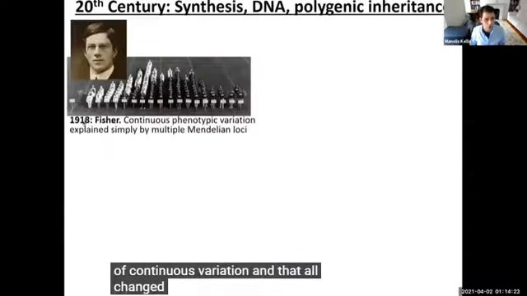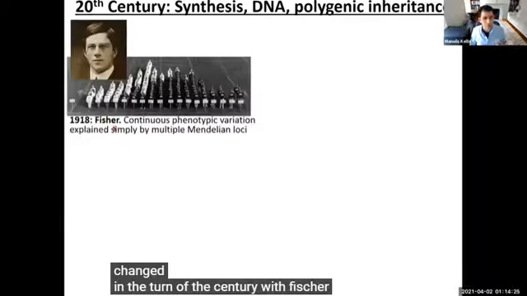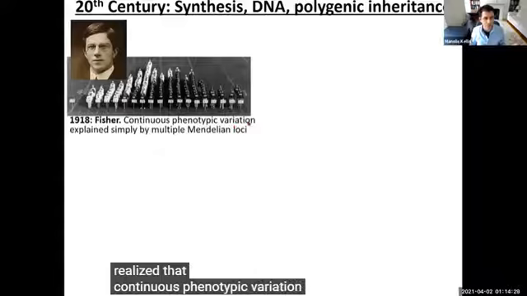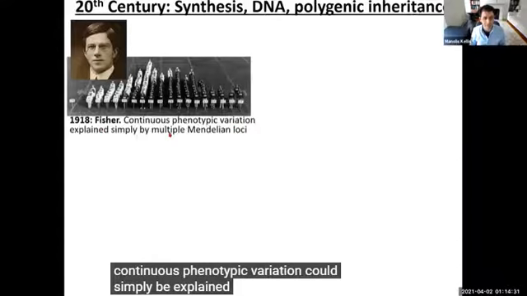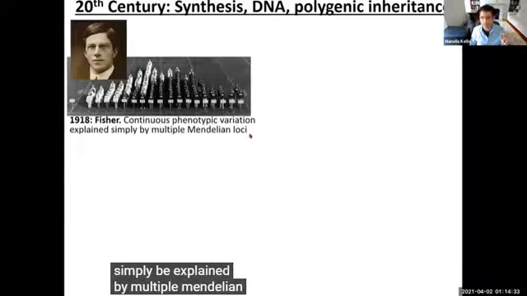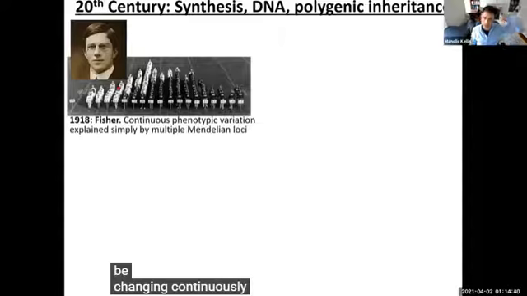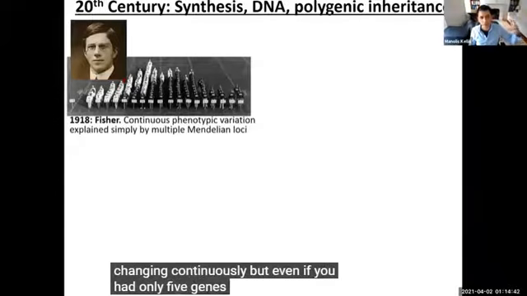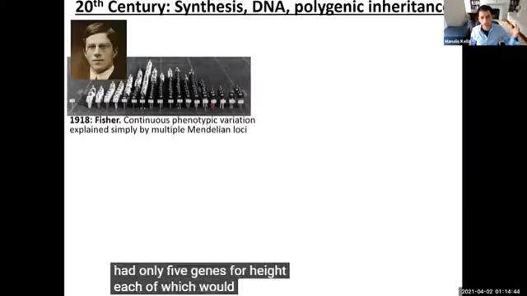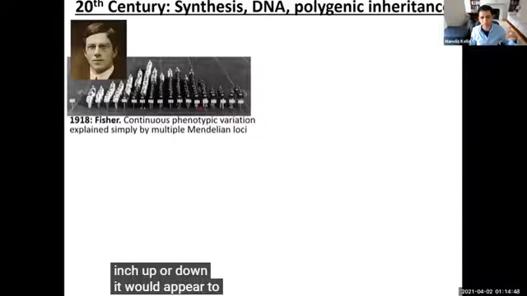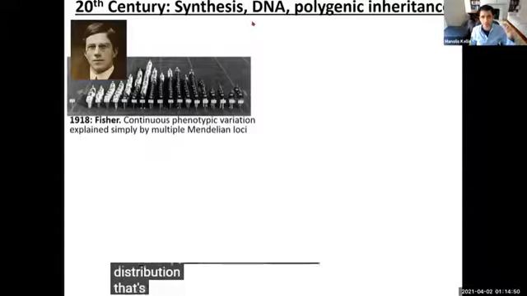And that all changed at the turn of the century with Fisher and other statisticians, who realized that continuous phenotypic variation could simply be explained by multiple Mendelian loci. So the notion is that, yes, height appears to be changing continuously, but even if you had only 5 genes for height, each of which would be pushing you by an inch up or down, it would appear to be a continuous distribution. That's a very important point.